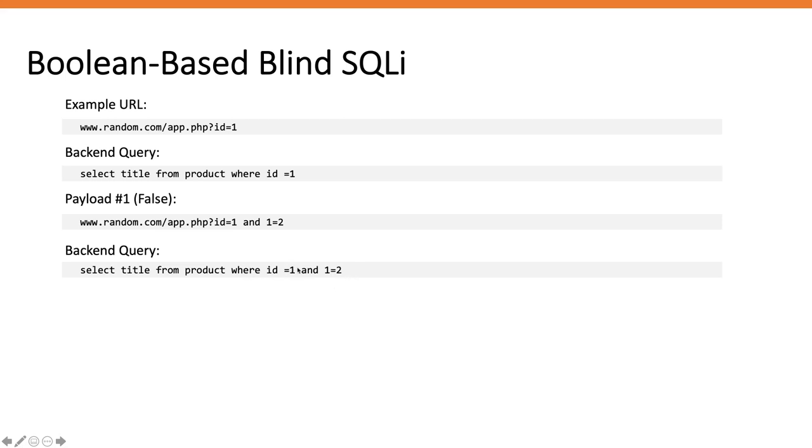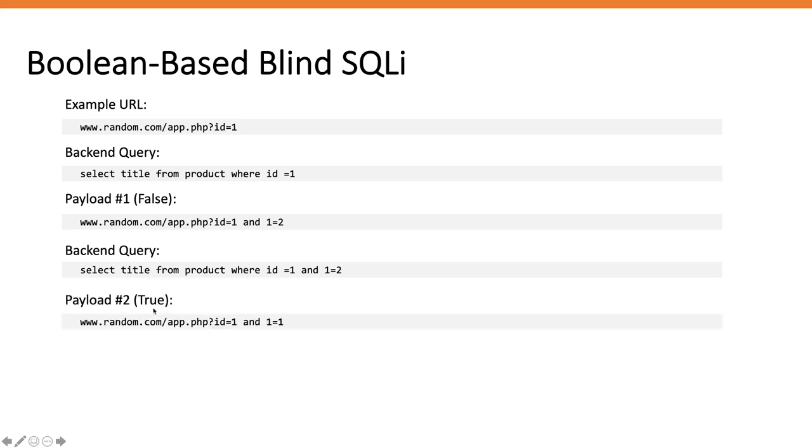So this evaluates to true, this evaluates to false. True and false is equal to false. And so the entire where condition evaluates to false, and so it won't display a title from the product table. So in this case, if you force the false statement, you won't get the title of the products that are associated to ID is equal to 1.